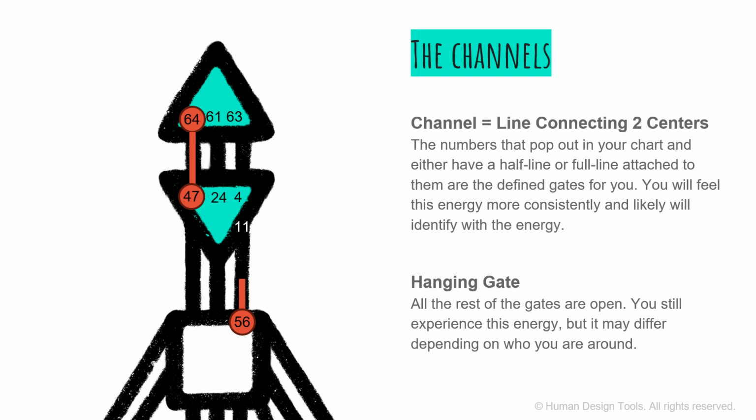And then the other thing that can happen, it's not a full channel, it's called a hanging gate. And that is like gate 56 here, where it's just half of a line. And so you will be able to feel the channel if you are around someone who connects it. So if someone was on the other end of the 56 up here in the ajna center, the triangle that's facing down, then you could feel the full channel. But on your own, you're more likely to feel consistent energy in 56 and not as much, you'll feel a more inconsistent energy depending on who you're around at the top.